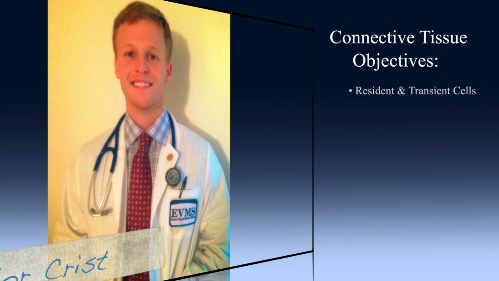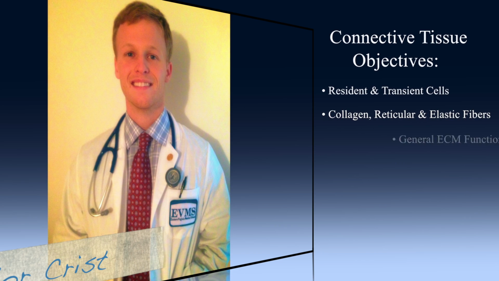So connective tissue is unique in that it consists primarily of non-cellular matrix with some different connective tissue cell types intermixed among that matrix. By the end of today's lab, you should be able to identify what kind of connective tissue cells are residents and what kind are wandering or transient cells. You should also be able to tell the difference between collagen fibers, reticular fibers, and elastic fibers, knowing what they look like in the histological section, and being familiar with their basic functions in vivo. And lastly, try to be able to explain the general function of the extracellular matrix components as a whole as it pertains to connective tissue.